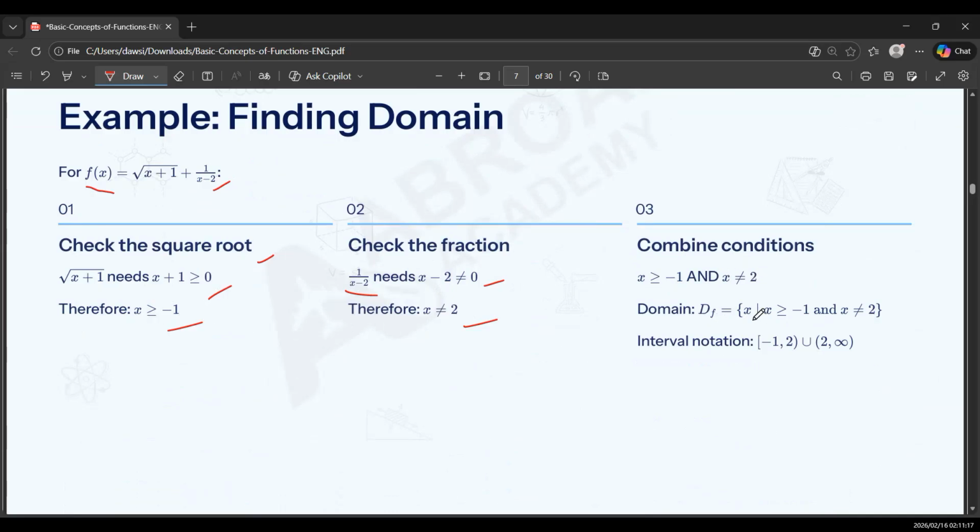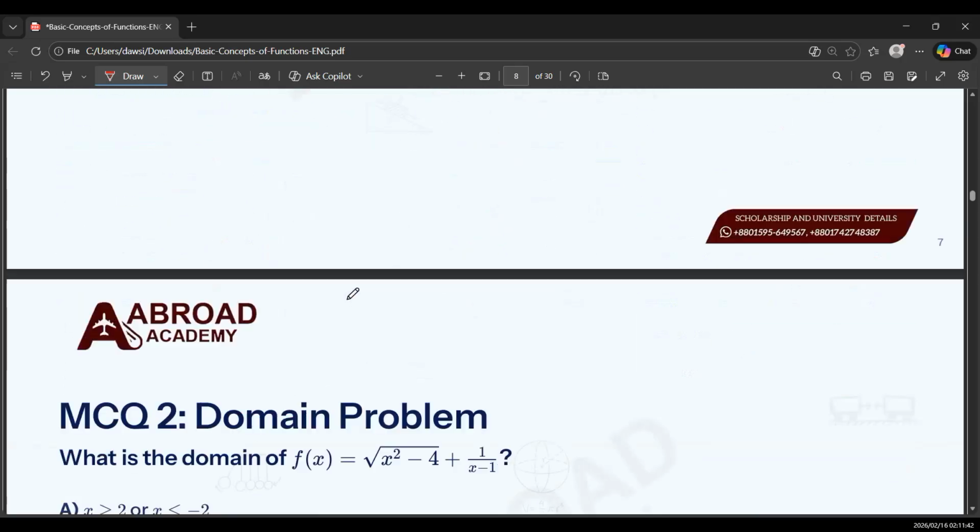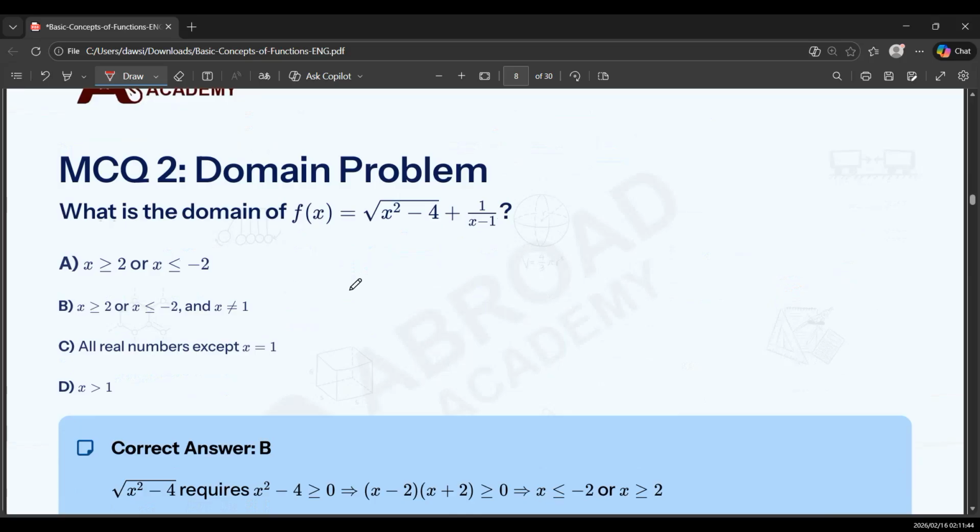So the domain is the set of x such that x is greater than or equal to minus 1 and x not equal to 2. In interval notation, it's the closed bracket minus 1, 2 open bracket, union 2 open bracket to infinity. Okay, it's a domain problem.